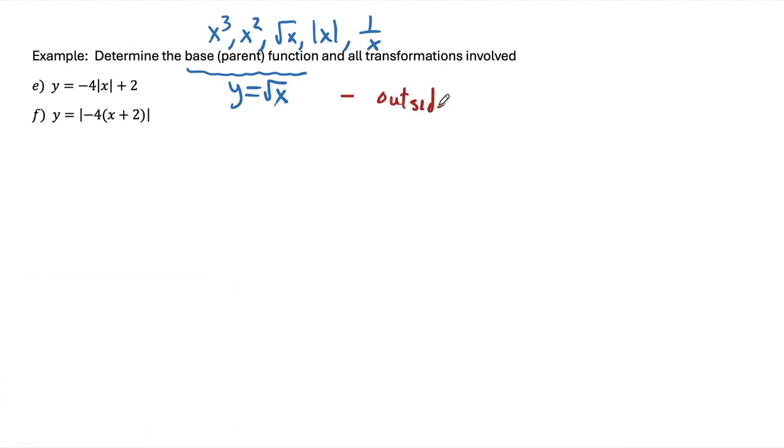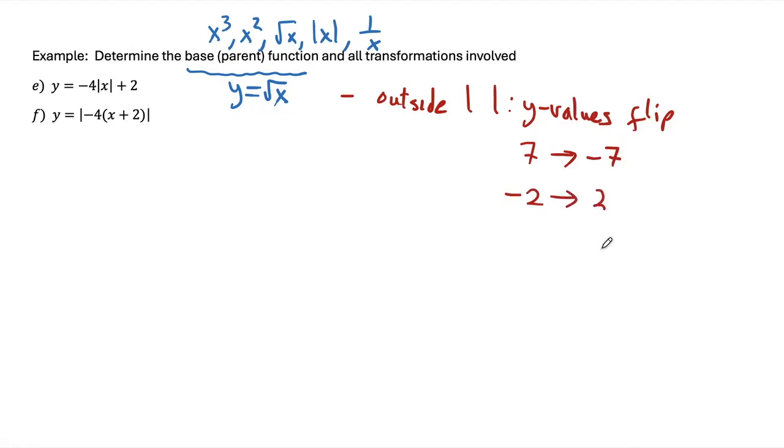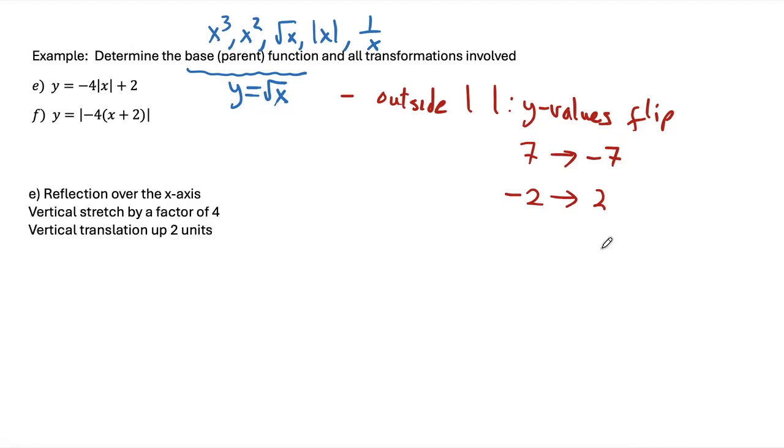So having a negative outside the function, well, that's telling you that the y values are going to get flipped. So if you have a y value that's, let's say, a 7, it's going to become a -7. If you have a y value that's a -2, it's going to become a +2, and so on and so forth. So we call that a reflection. There is a reflection over the x-axis. Reflection over the x-axis, that means that the y values are going to flip. Positives turn negative, negatives turn positive.